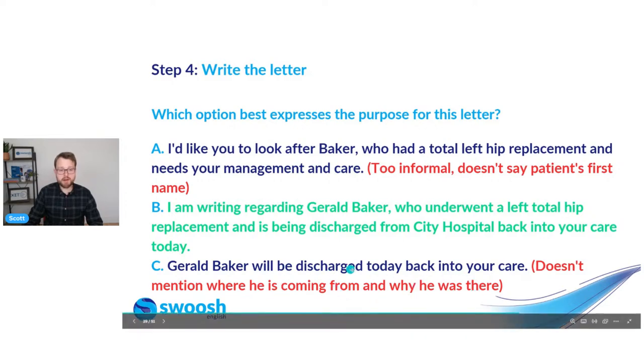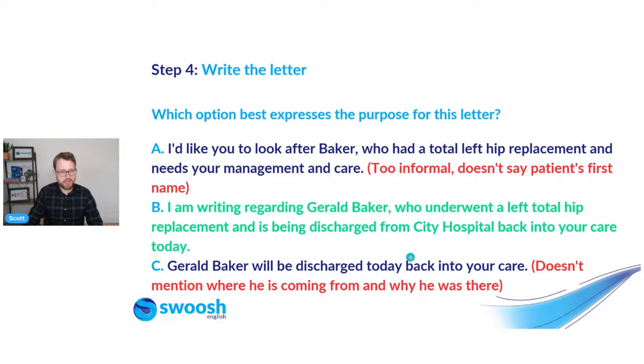So it just says, Gerald Baker will be discharged back into your care. Okay, and what about that? What do I need to do in coming into care? What information do I need? Who is the patient? What more information do I need? So that section is lacking a lot of key information. It needs to be described in the first subsection of the purpose paragraph. That is why B is good.